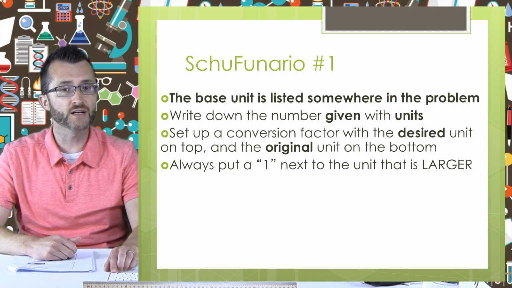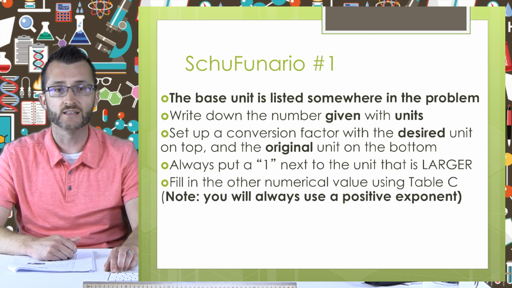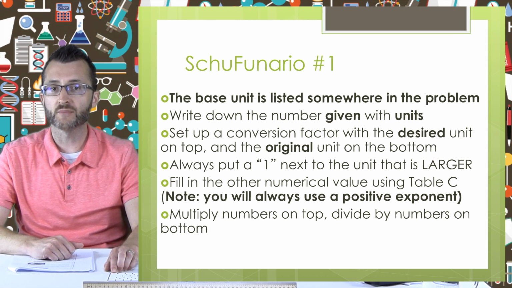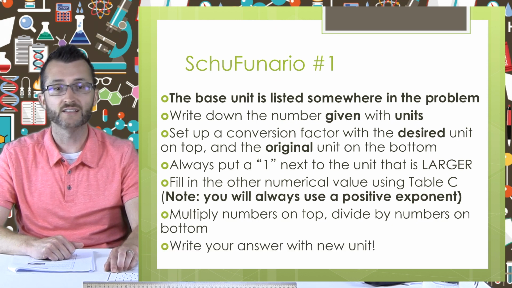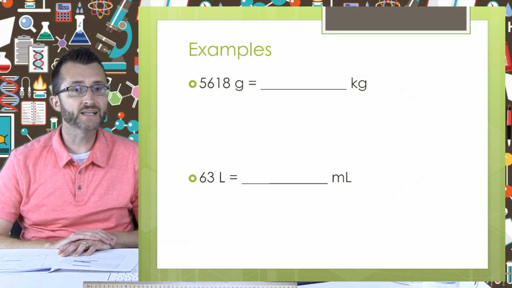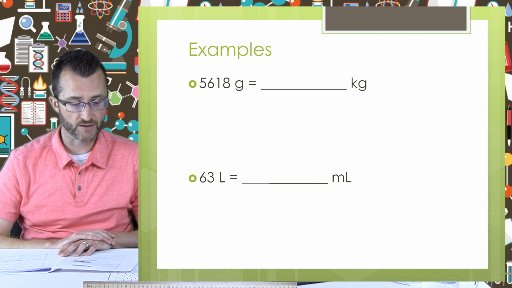Fill in the other numerical value using table C. Note you will always use a positive exponent even if it's listed as negative. Multiply any numbers on top, divide by any numbers on the bottom, and then finally, write your answer with a new unit. We're going to do some examples to show you how these rules are applied.